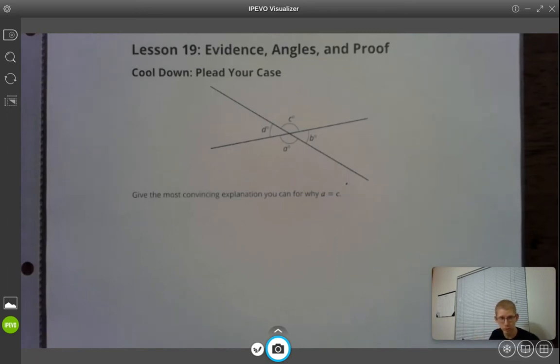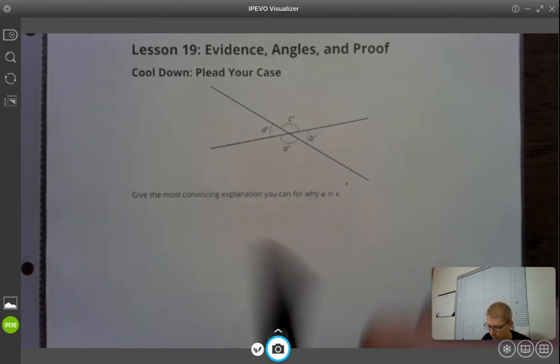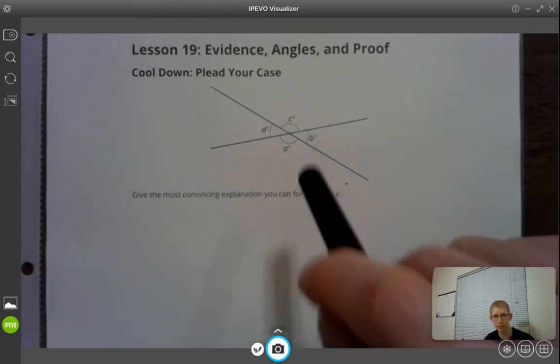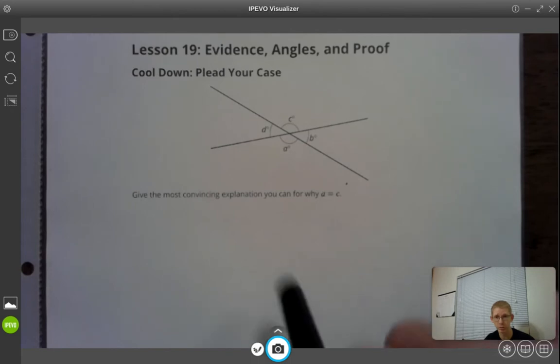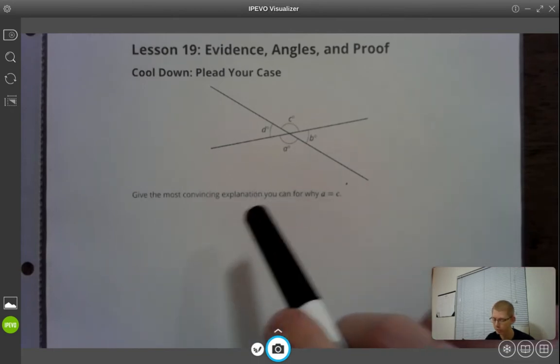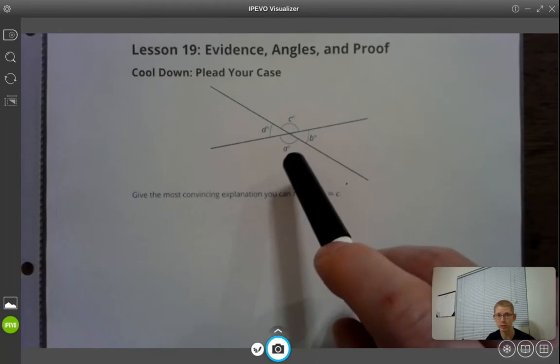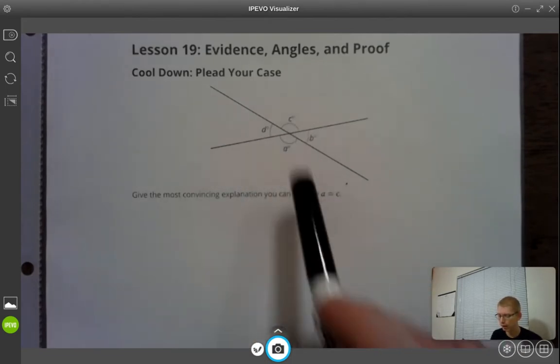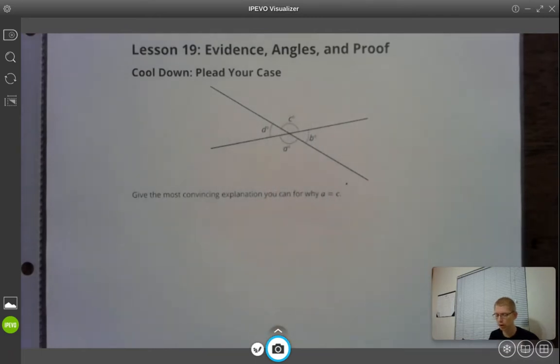Okay, so the cooldown from lesson 19 is basically asking for a proof of the vertical angles theorem. Now, the way that this diagram is labeled definitely lends itself to the algebraic proof rather than a transformational proof, because we don't have labeled points, we only have labeled angle measures. So a good strategy for this cooldown would be to explain why these two angles have the same measure by describing them in terms of linear pairs that are supplementary.